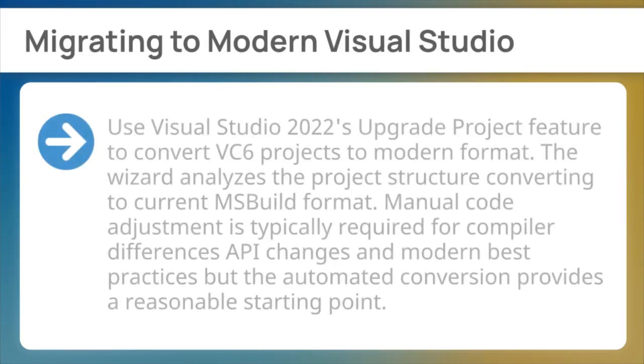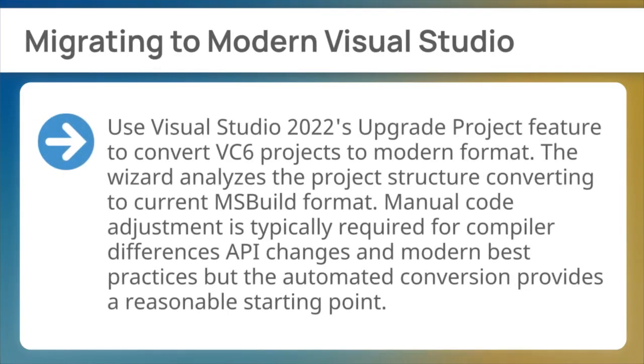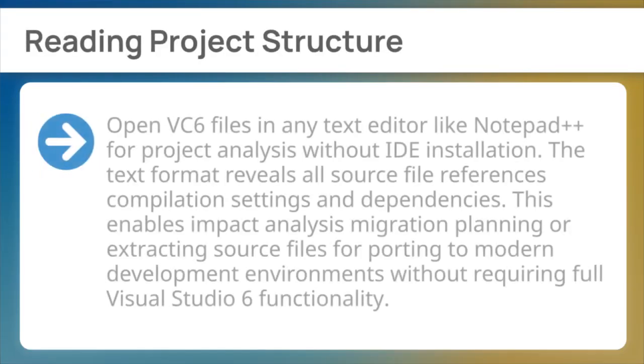Next, migrating to modern Visual Studio. Use Visual Studio 2022's Upgrade Project feature to convert VC6 projects to modern format. The wizard analyzes the project structure converting to current MS Build format. Manual code adjustment is typically required for compiler differences, API changes, and modern best practices, but the automated conversion provides a reasonable starting point.